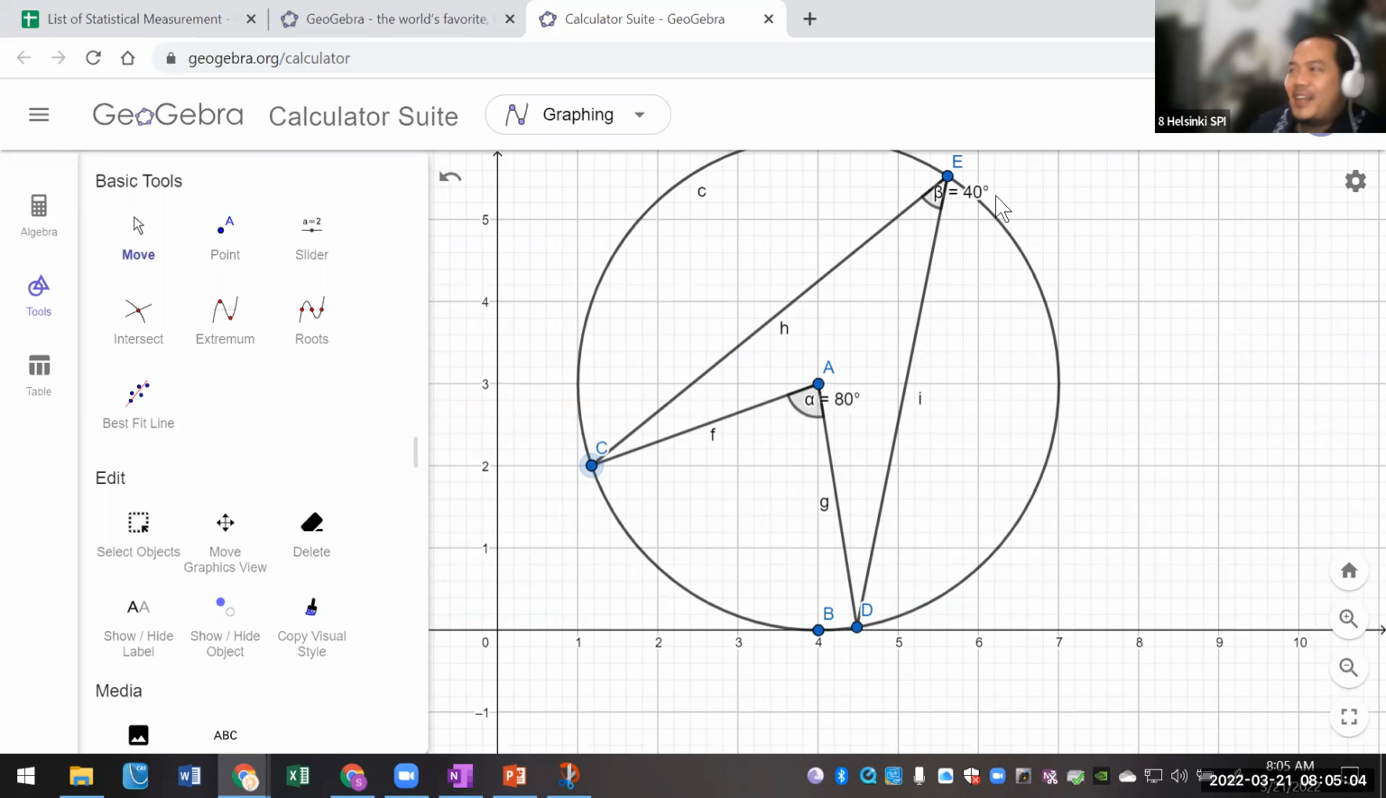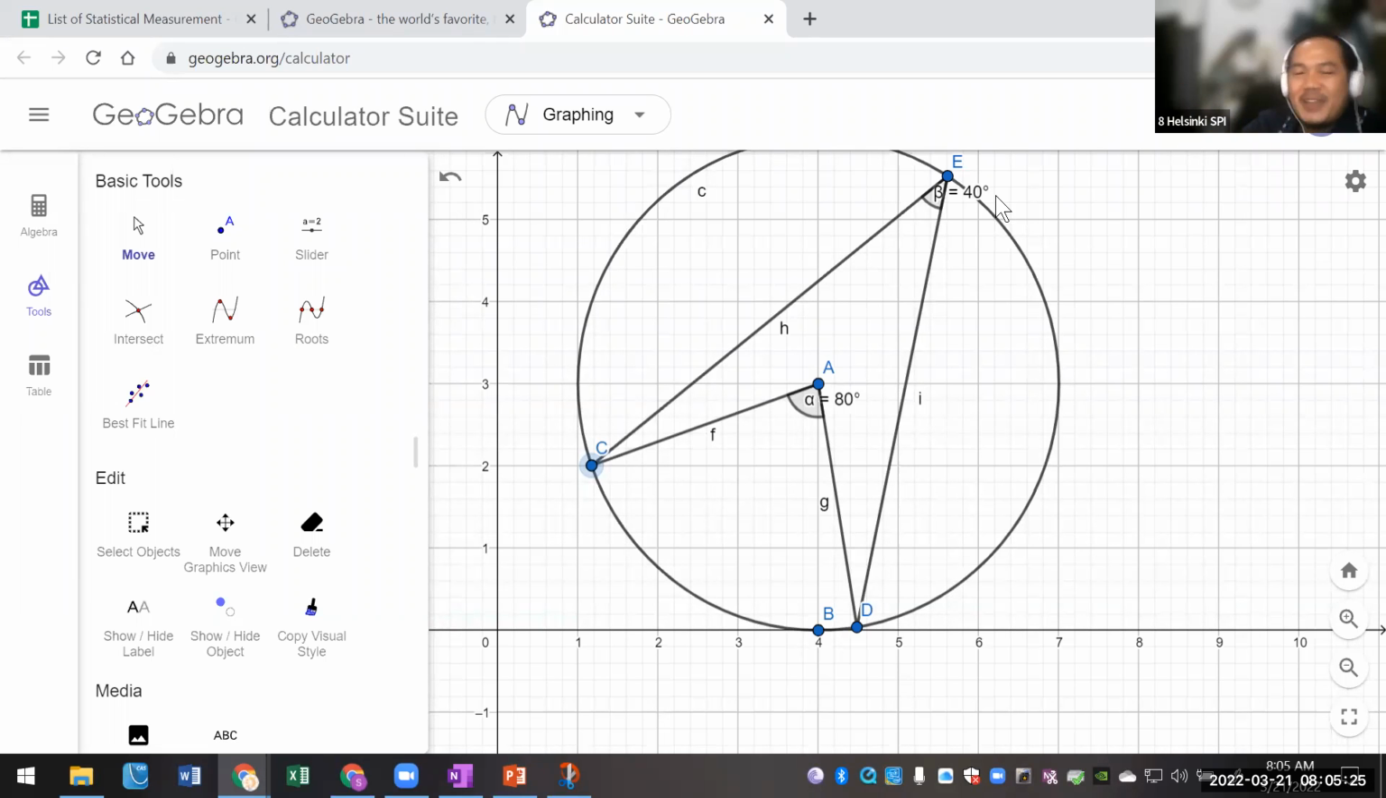Atar, what do you think? Previously 60 and 30, now 80 and 40. What's the connection? Yes, it's half the number. Thank you very much. It's half of that.